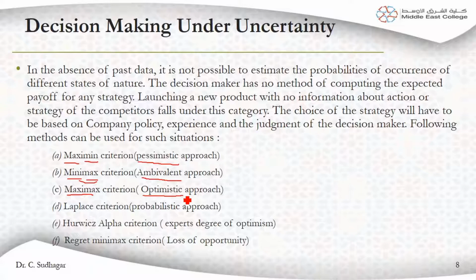The fourth one is called the probabilistic method. Probabilistic method means this is the approach we usually apply. Probability means chance of occurring. So we will use the probabilities of each and every event and make the decision based on that. It's called expert degree of optimism, or we'll call it the Hurwicz criterion.